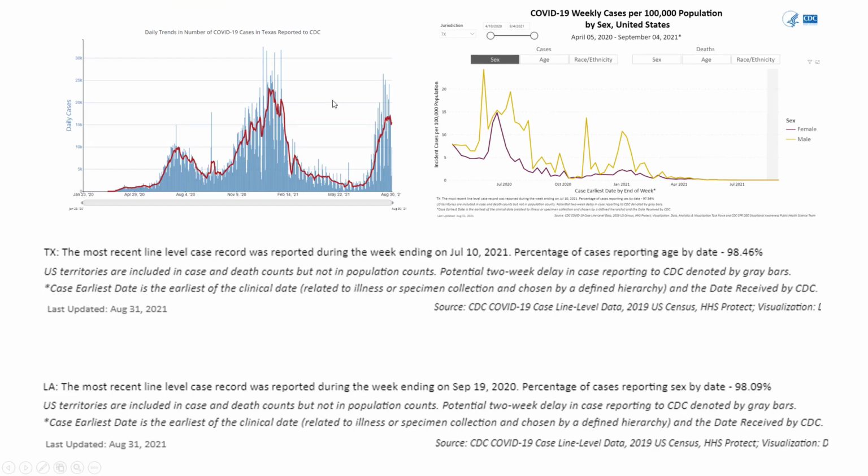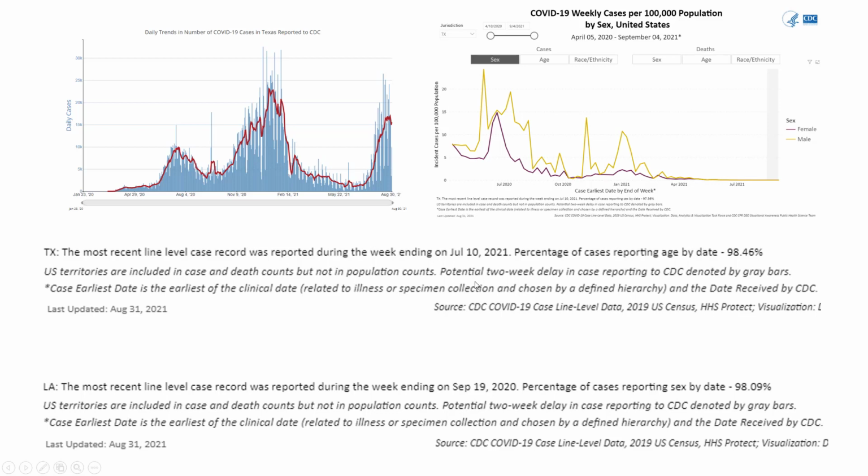And again, just to show you, if we go back to Texas and that big difference between what we're seeing, if you read the footnote to this top right graph, it says the most recent line level case record was reported during the week of July 10th. So even though we see hardly anything at all reported for Texas since April 2021, you get the impression that we've at least got some information as current as of July. And you can even see in this case, the percentage of cases reporting age by date, 98%. If we would have looked at sex, it would have been 98, 99%.